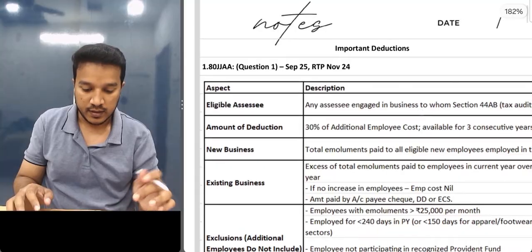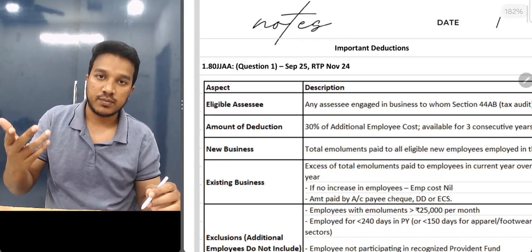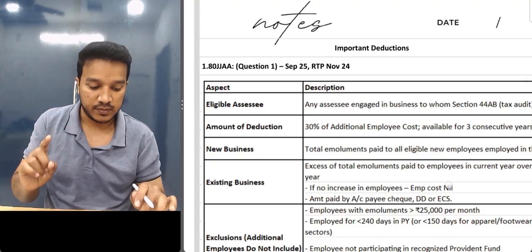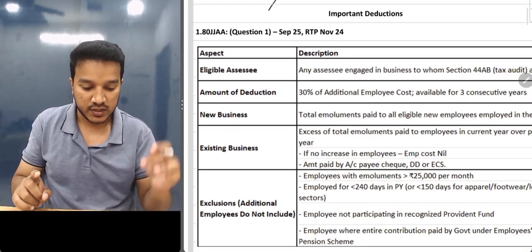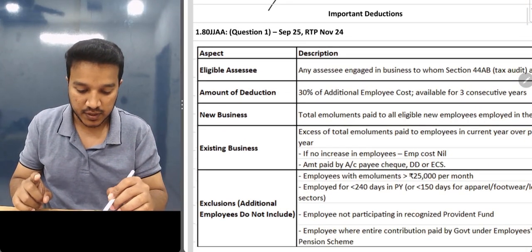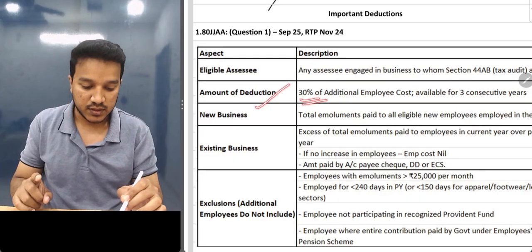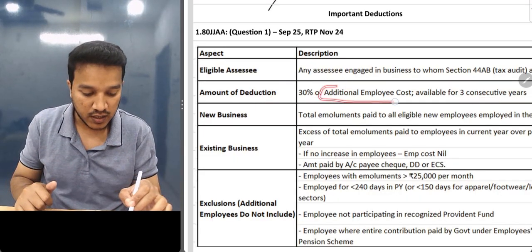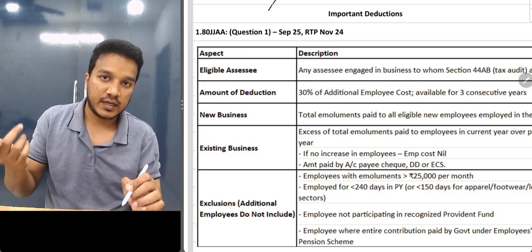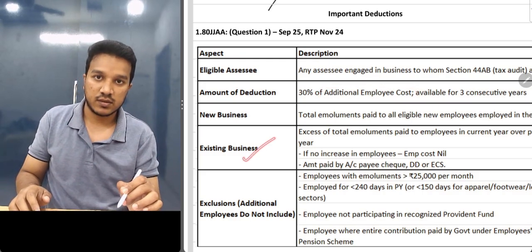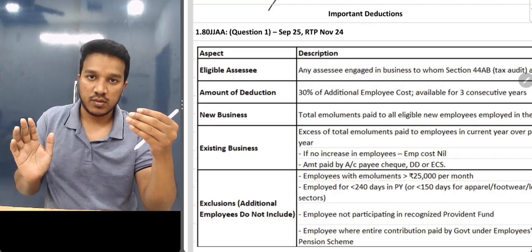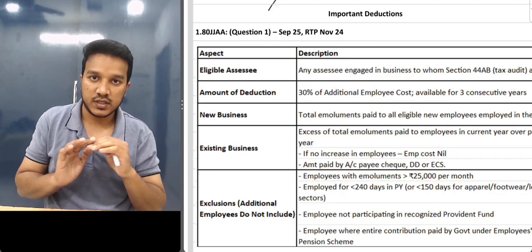Now 80JJAA, for whom is it applicable? It is applicable for every assessee for whom tax audit is applicable. That's the first point. Amount of deduction is 30% for 3 consecutive years. Now 30% on what? On additional employee cost. How do you calculate additional employee cost? If yours is an existing business, you will compare with the previous year and see if there are any additions in your employee cost. On that you will take 30% as deduction.